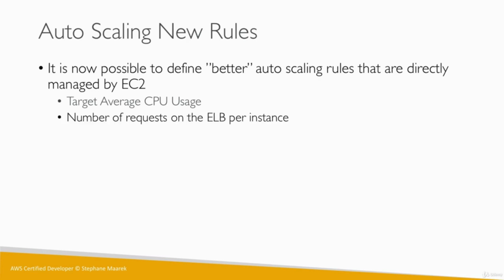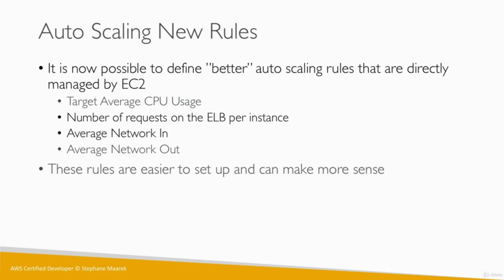You can also have a rule based on the number of requests on the ELB per instance, the average network in, or average network out. So really, whatever you think is the better scaling policy for your application, you can use. These rules are easier to set up than the previous ones, and they can make more sense to reason about, saying, okay, I want to have 1,000 requests per instance from my ELB. That's easy to reason about. Or I want my CPU usage to be 40% on average.